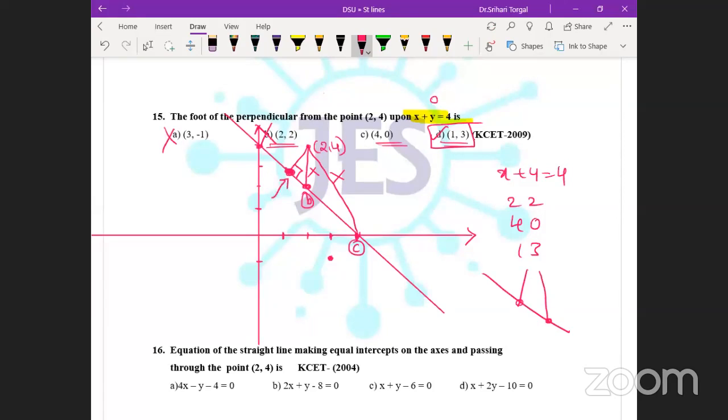So this is called the foot. And this is called the perpendicular. Foot of the perpendicular. Okay. Yeah, if they ask you to find the image, then you just take the midpoint of those two and you can find the answer.